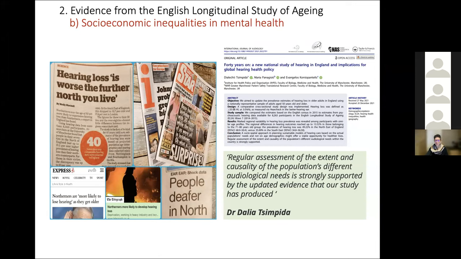And this is underscored by the new National Study of Hearing in England, which we published recently, in January, in the International Journal of Audiology. And the study revealed that people in the north of England are more likely to have worse hearing closer to 50 years old than those with similar age profiles living in the south. This is linked to a history of socioeconomic and health disparities between the north and south part of the country.